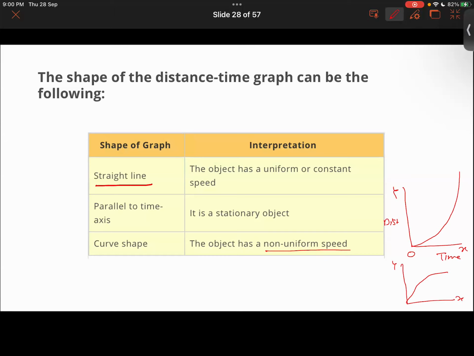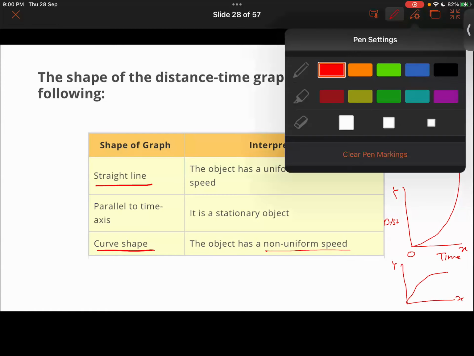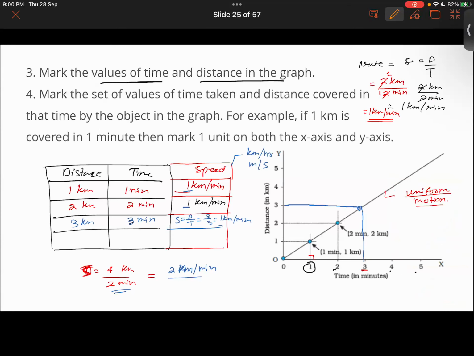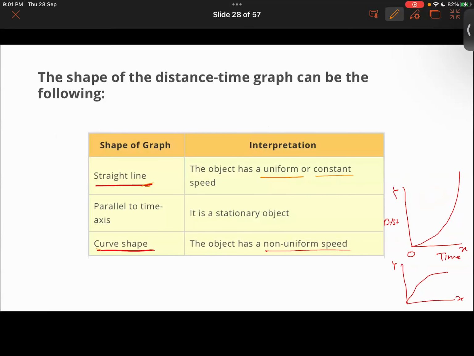Okay, so remember the two things here. The two things are very important: a straight line shape of graph and the curve shape of graph. So interpretation is that straight line means the object is doing a uniform motion. It's moving with a fixed speed. Uniform motion means having a constant speed, like you had here 1 kilometer per minute. The speed was constant there. While in the curved shape, the object has a non-uniform motion, right? And in that case, the object's speed might be increasing or might be decreasing.